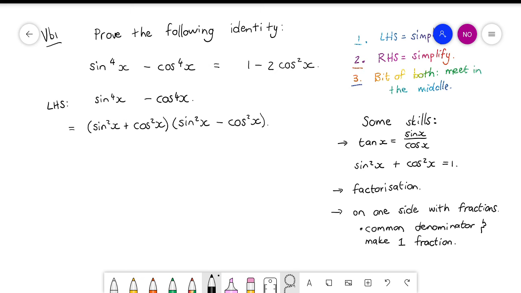So always when it's an even number, you just halve it in the next step. Okay. Now look at your skills again. What do you see? Do you see that first bracket can be written as 1? Okay, so now I'm just left with sine squared x minus cos squared x.